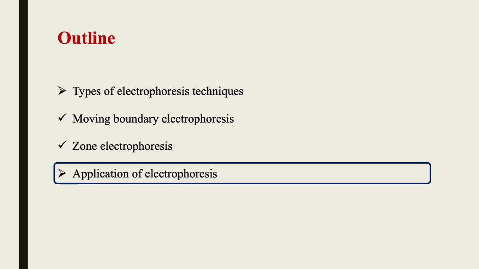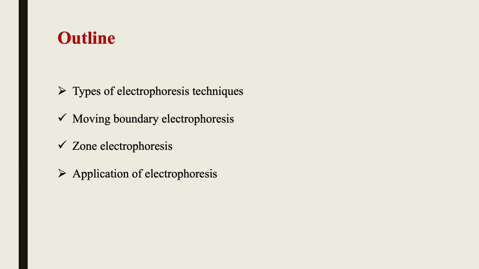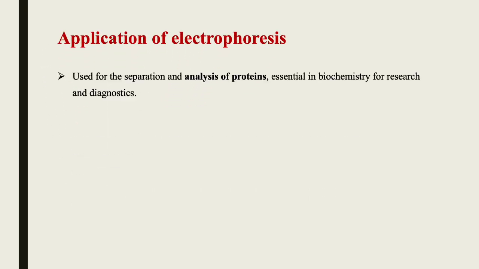Now we will see the applications of the electrophoresis technique. What are the two techniques we have seen? Moving boundary electrophoresis and zonal electrophoresis. We will see the applications of this technique. First application is the separation and analysis of proteins, essential in biochemistry for research and diagnostics. If you put in a mixture of proteins, you can easily separate them, because each protein has a different molecular weight and different ions, and based on that you can separate them.